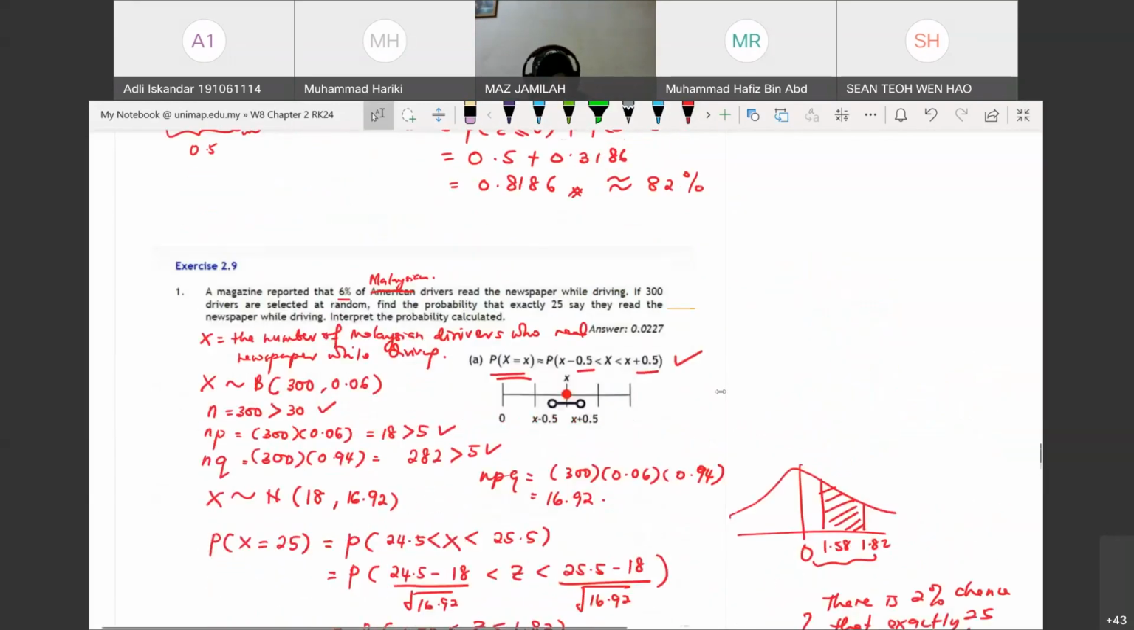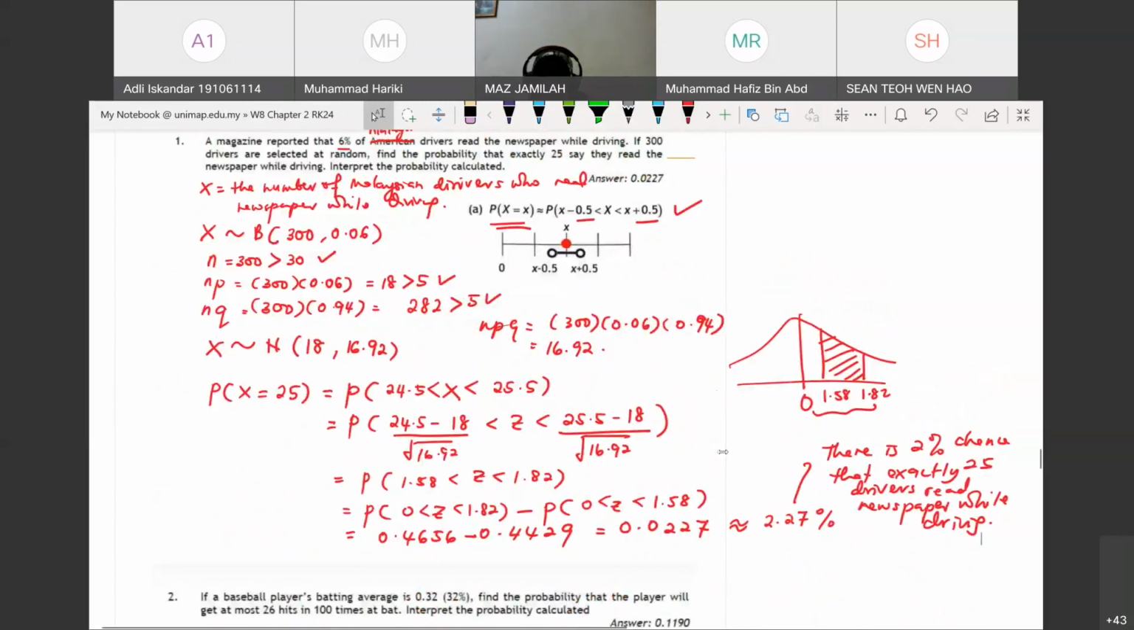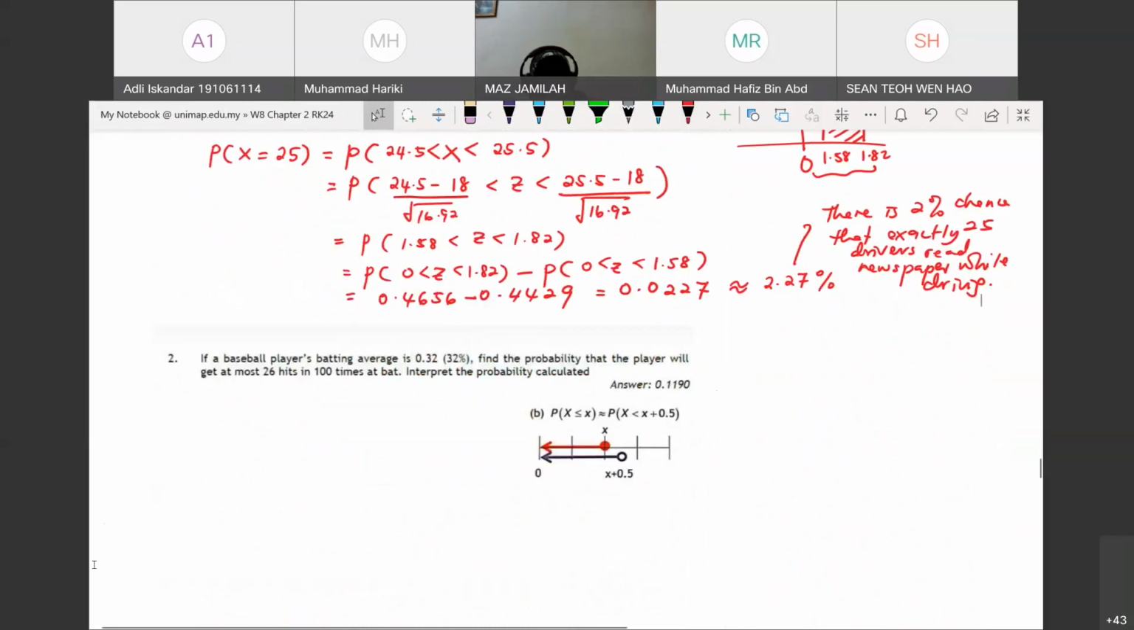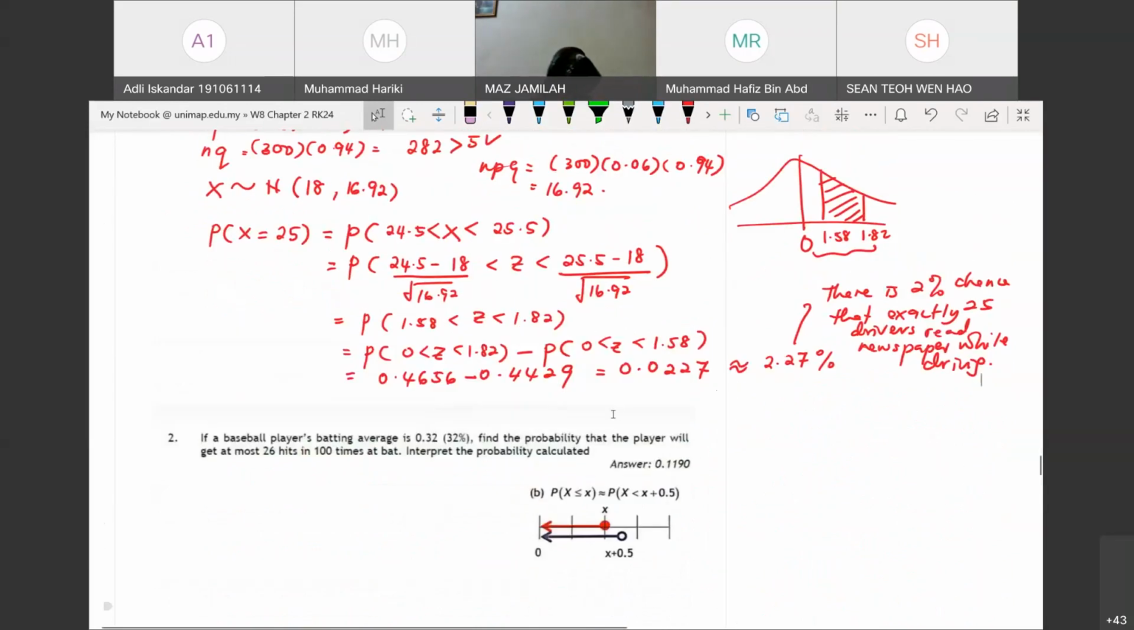Any question, class? Any question so far for approximation of binomial to normal? Doctor, yes. When exactly is it recommended that we check the conditions?